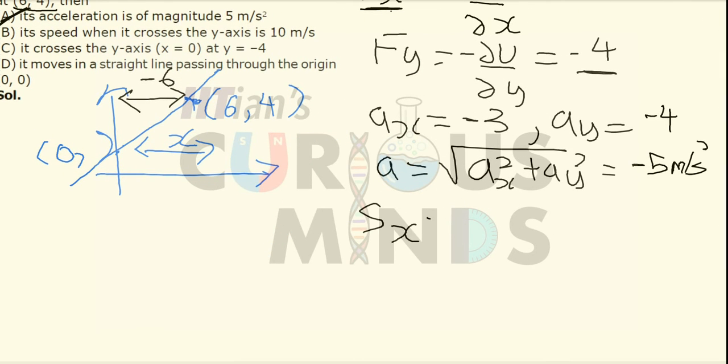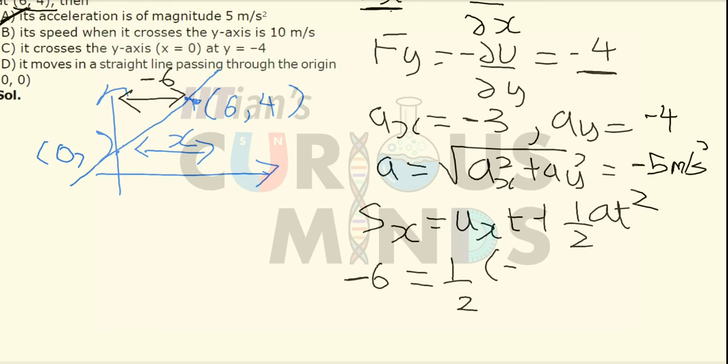So Sx will be equal to ux into t plus half a t square. Here the displacement in the x-axis is equal to minus 6. Initial velocity in the x-axis as well as in the y-axis is equal to 0. Half acceleration in the x-axis is minus 3 into t square. If I calculate the value, t will come out to be 2, that is, minus 3 into 2 square over 2 is minus 6. So the time period will come out to be 2 seconds.